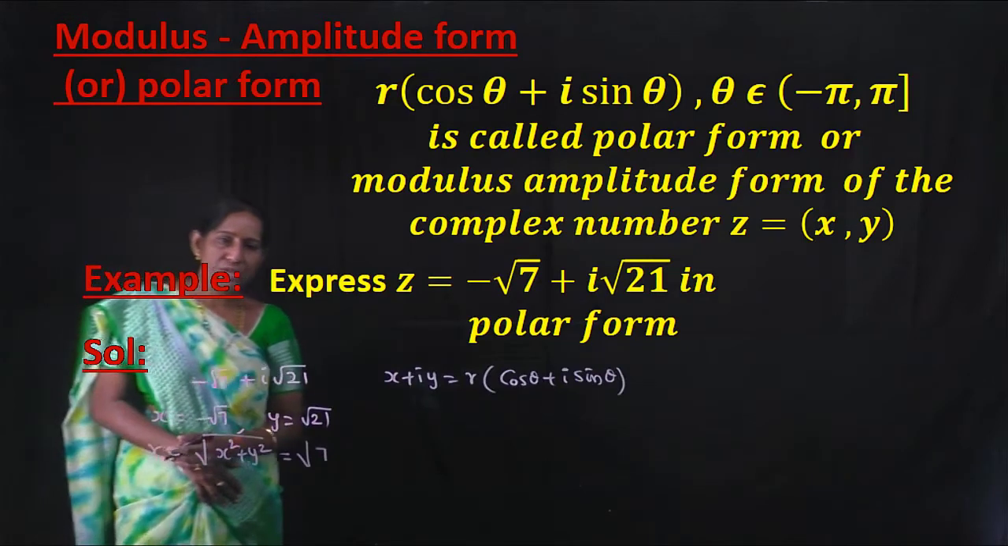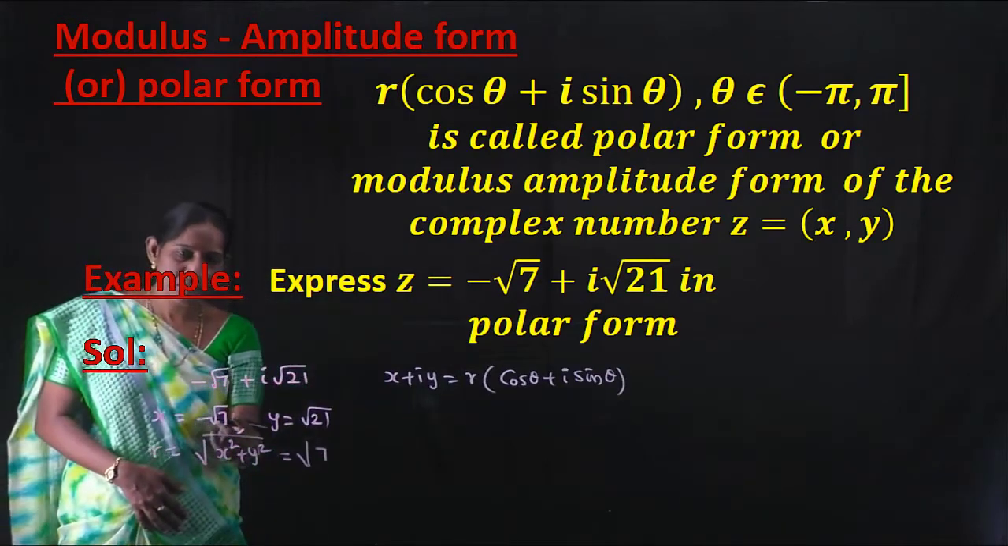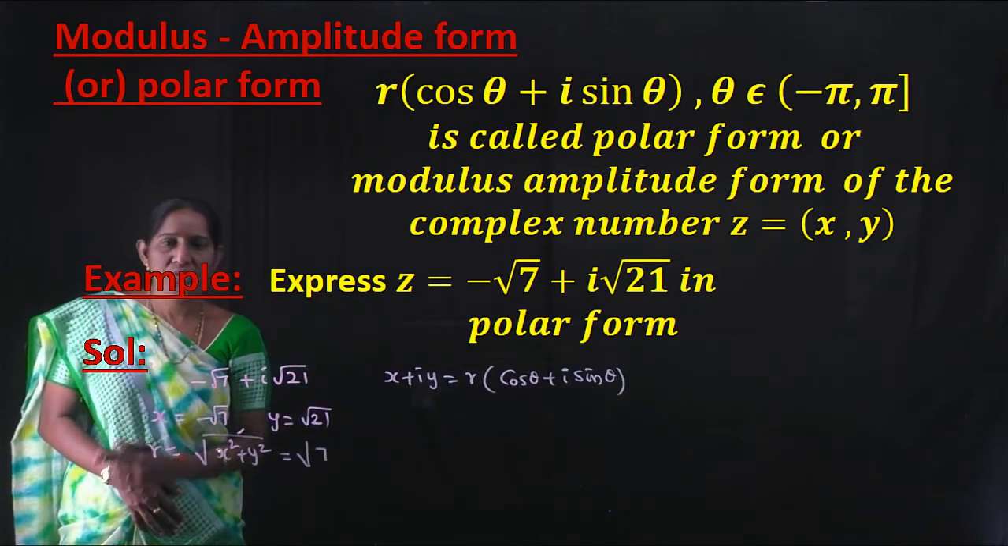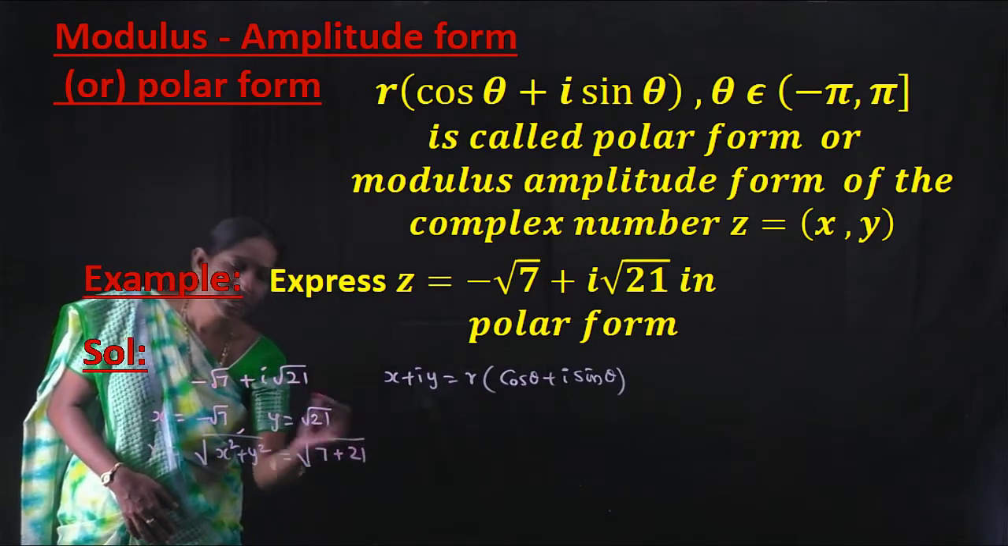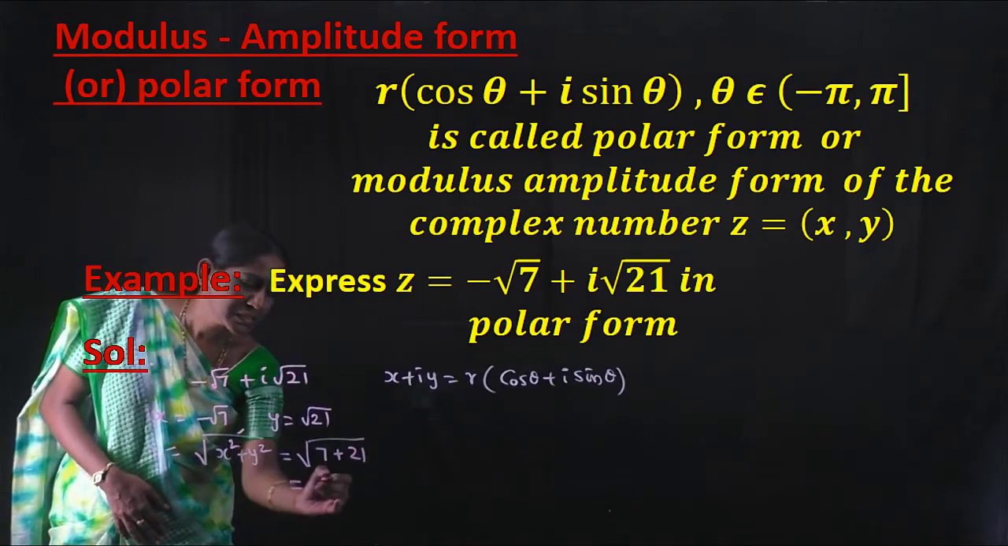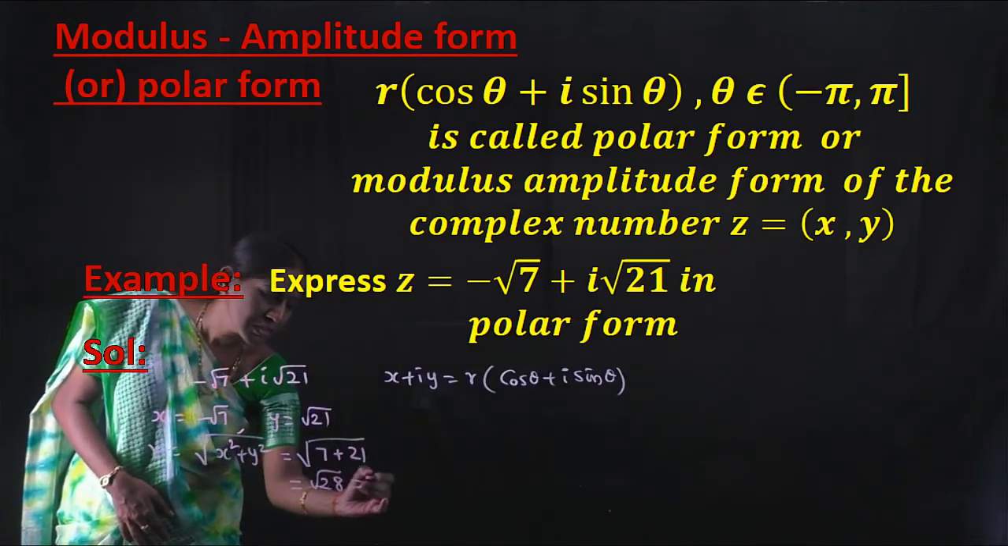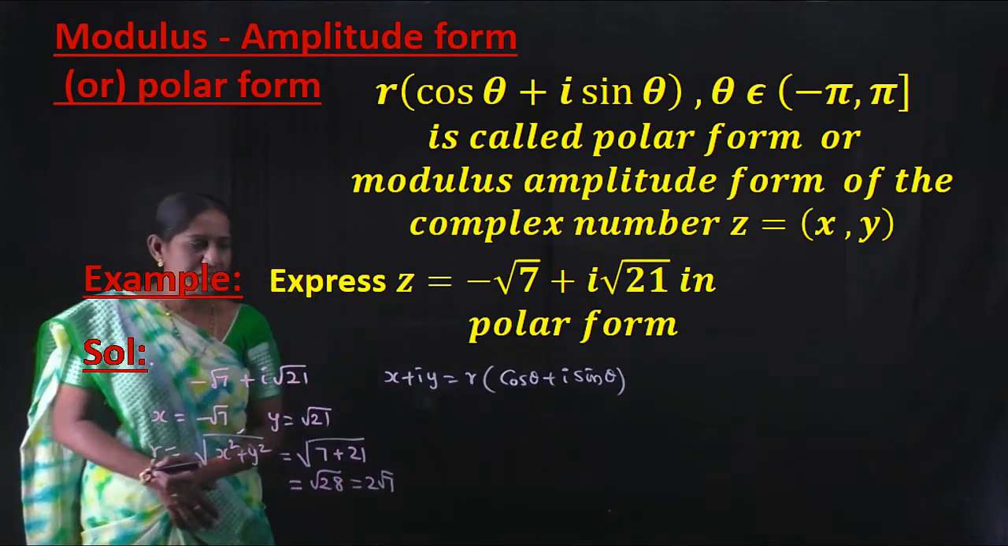Now here r is equal to the square root of x squared plus y squared, that is the square root of (minus root 7) whole squared, that is 7, plus (root 21) whole squared, that is 21. So it is root 28. So this value becomes 2 root 7.